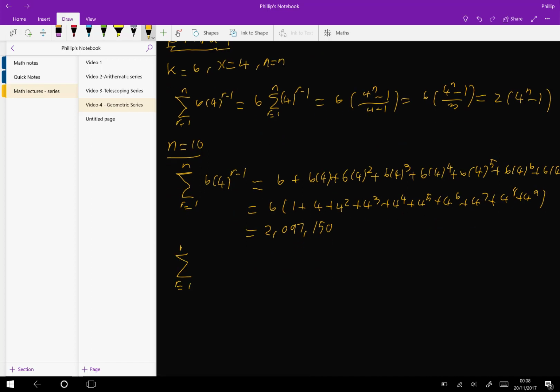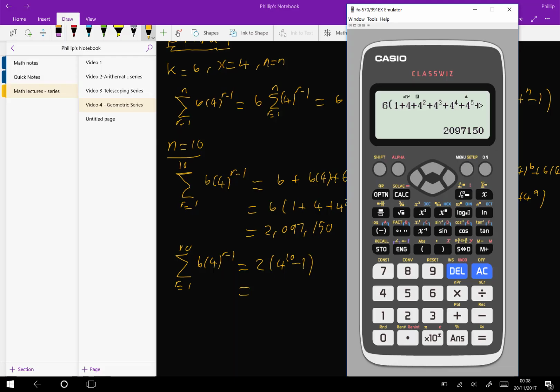So I've got r equal to 1 to 10. Sorry, I'll rather put n there. n is 10 in this instance. r is equal to 1 to 10 of 6 times 4 to the r minus 1 is just going to be equal to 2 times 4 to the 10 minus 1. So much easier just to do it like that. And it should give the same answer if I've done it right.